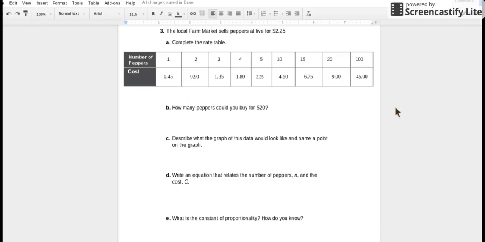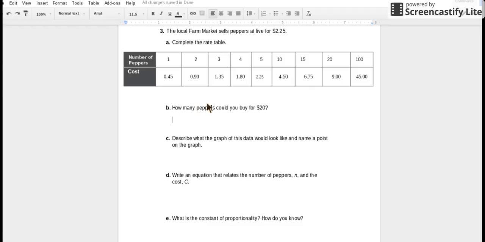This is question 3 of the test. I already filled in the table for us. All you had to do was take that first rate they gave you, 5 peppers for $2.25, find the unit rate, and then just build from there. You could use proportions to figure out all of these answers.